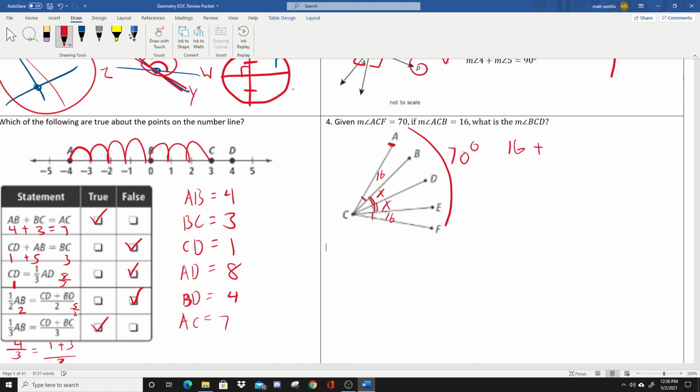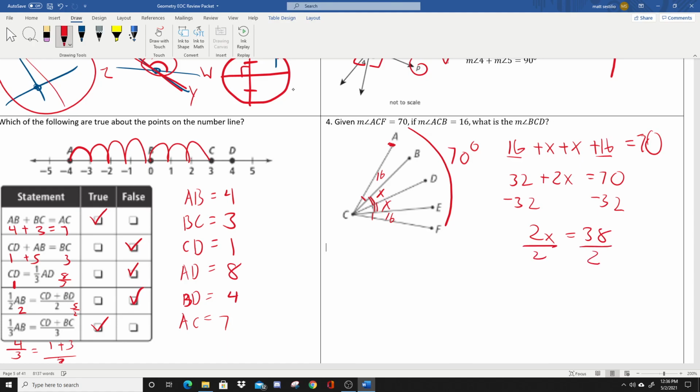So it'd be 16 plus X plus X plus 16 equals 70. Combine like terms, 16 plus 16, 32. X plus X, 2X equals 70. Subtract 32. 2X equals 38. Divide by 2. X equals 19.